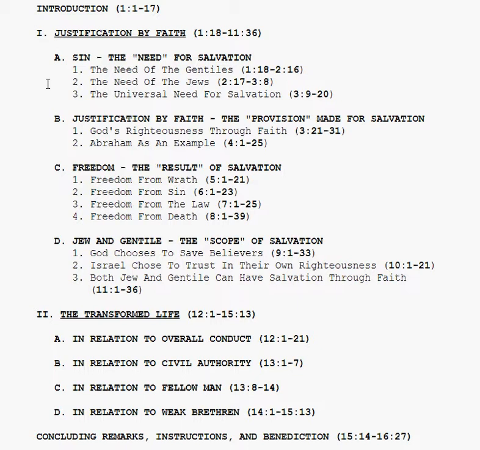And broken down into smaller bite sizes, we see the need for the Gentiles, chapter 1, then the need of the Jews in chapter 2, then the universal need for salvation, 3:9 to 20. You see that chapter 3 is broken down into 2 parts because there's another section here. This is 1:1 to 17, then 1:18 to chapter 2 verse 16, and chapter 2:17 to chapter 3 verse 8.